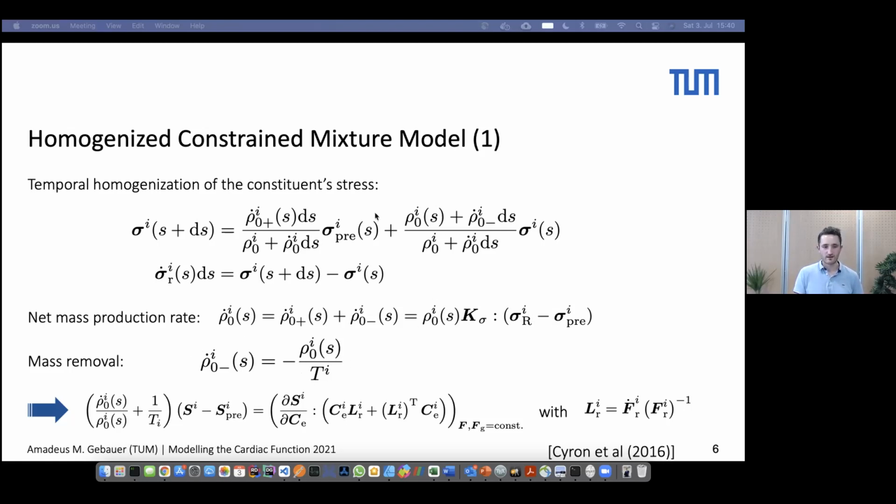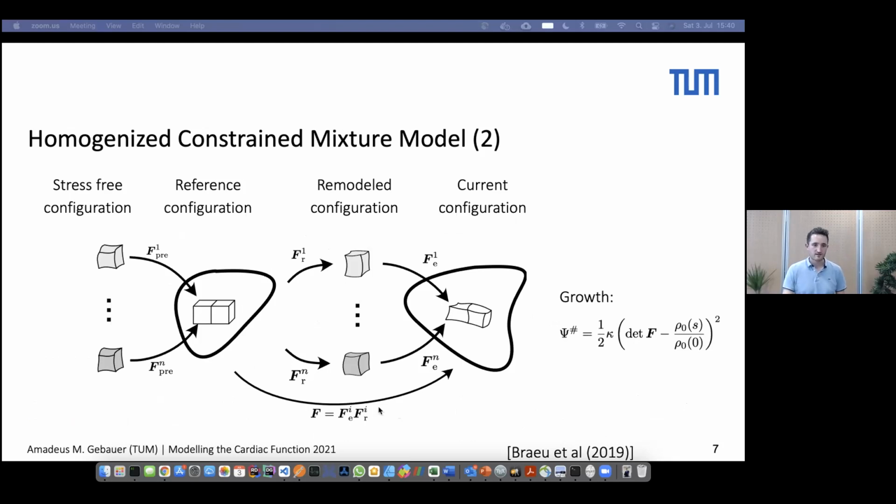And if we combine these equations here, we can then derive an equation for the remodeling deformation gradient, which is here, and we can solve this equation at every point in time. So let's shortly summarize this method. The reference configuration consists of n constituents that are each pre-stressed, and then from the mechanobiological fundamentals of turnover, we can calculate a remodeling deformation gradient for each constituent, and then we have an elastic deformation gradient that ensures on the one side compatibility, and on the other side equilibrium with the external forces.